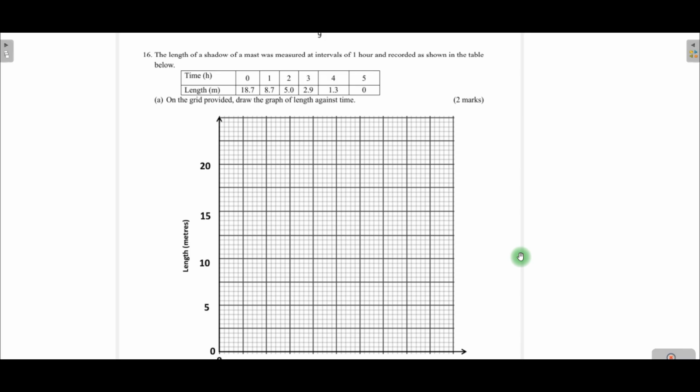So question number 16. The length of a shadow of a mast was measured at intervals of 1 hour and recorded as shown in the table below. So here is the table, time in hours from 0 to 5, and length in meters from 18.7 to 0. So on the grid provided, we need to draw the graph of length against time. So already we have been provided with the grid, and therefore it's just to use the table to plot the graph.